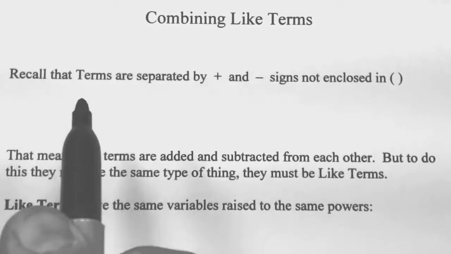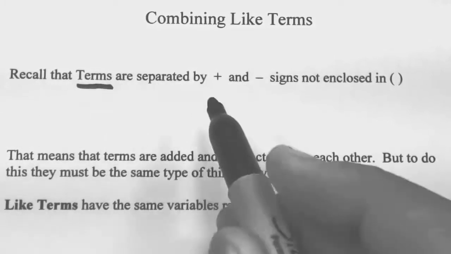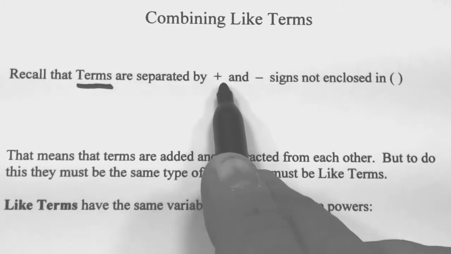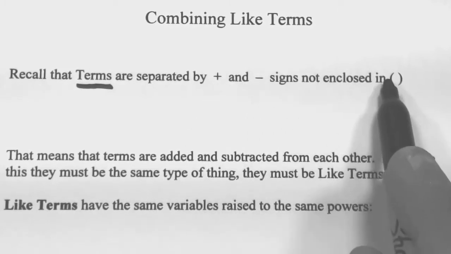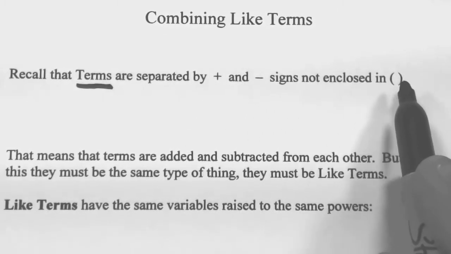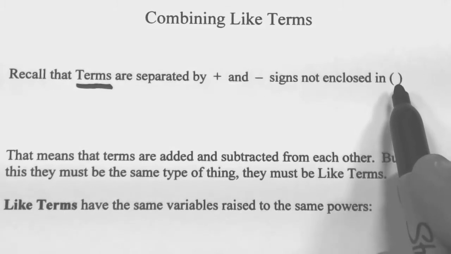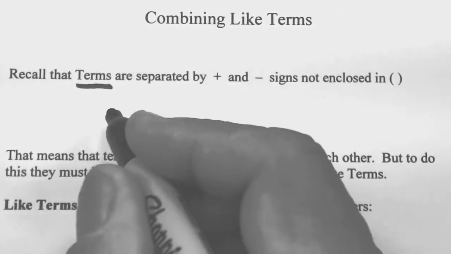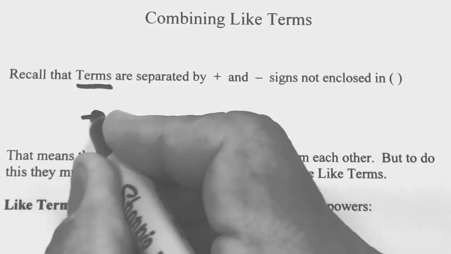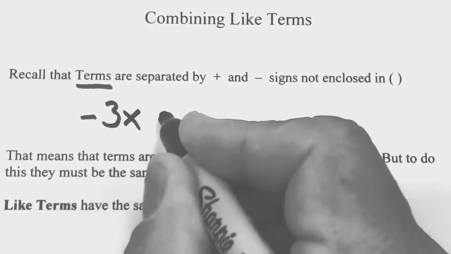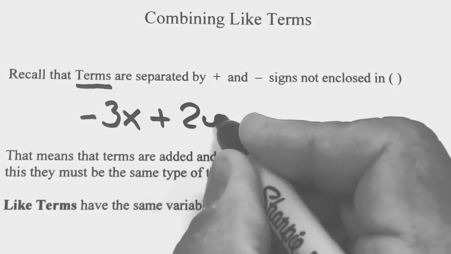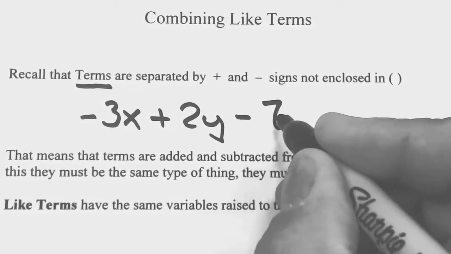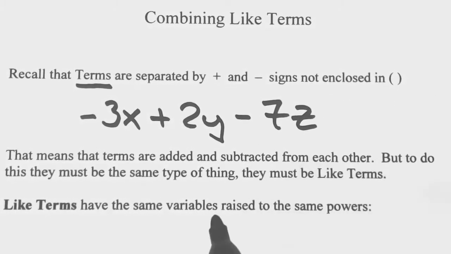Hopefully you recall that terms are things that are separated by plus and minus signs that are not enclosed in any kind of parentheses or grouping symbols in general. So let's give you some examples. I could have negative 3x plus 2y minus 7z, for instance.